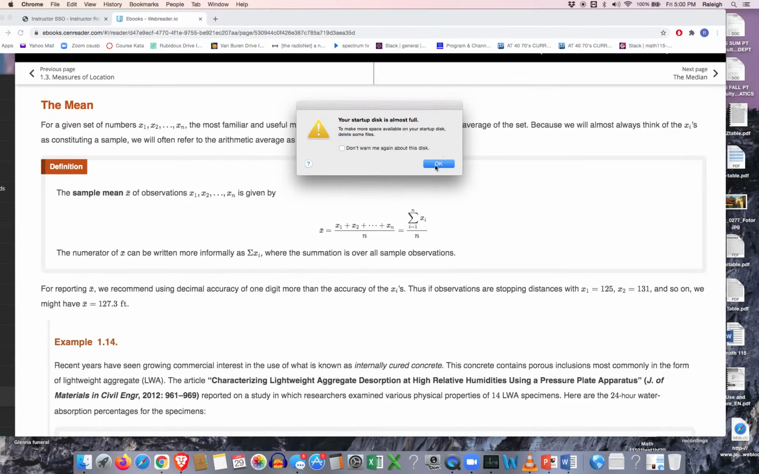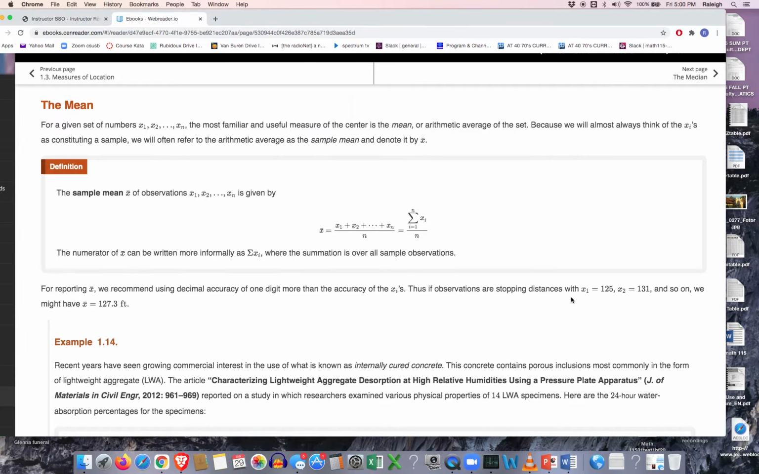And then your startup disk is almost full, so I don't need to worry about that right now.